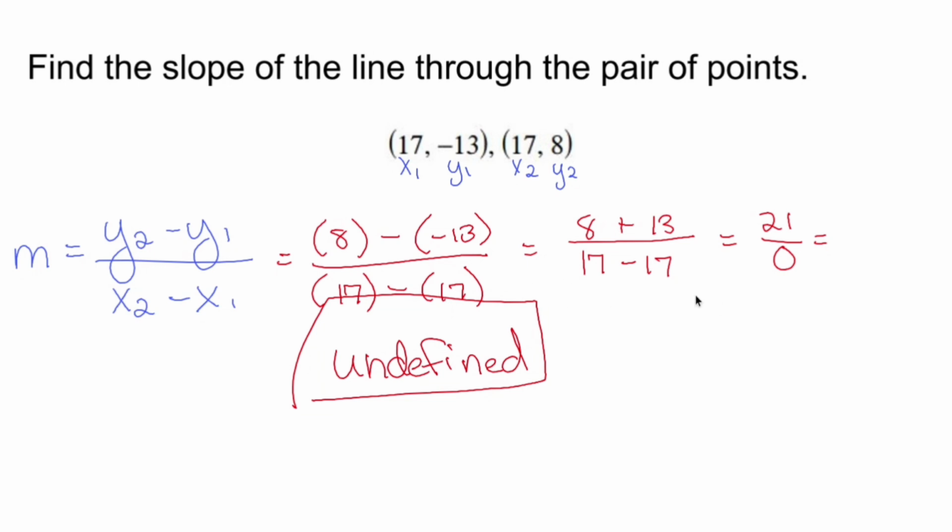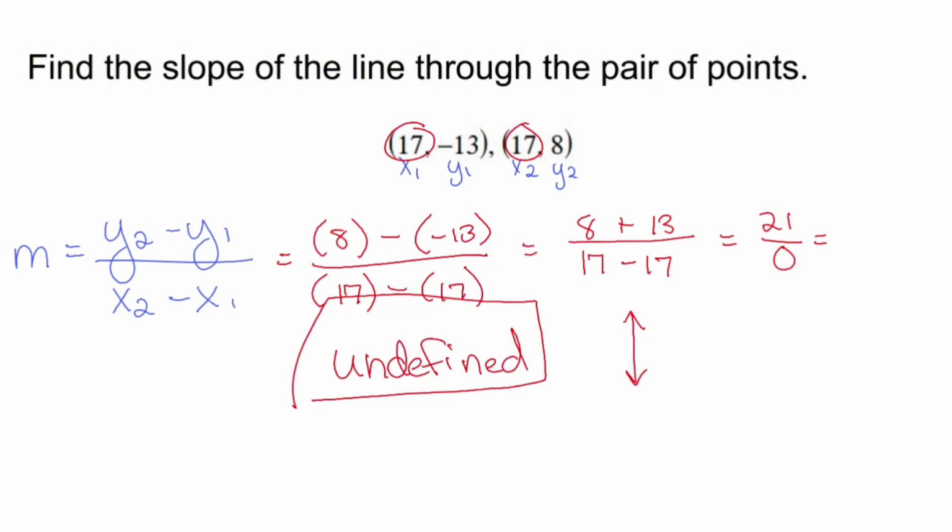I said I knew this would happen because what I noticed is that right away the x's are the same. And when the x's are the same, you are going to draw 2 points that give you an up and down line. So a shortcut is if you notice this right away, that the x's are the same and you're trying to find the slope, the answer is going to be undefined.